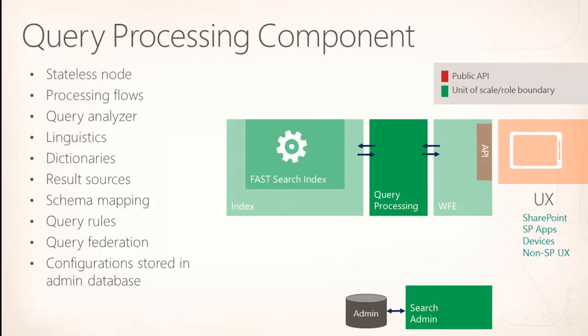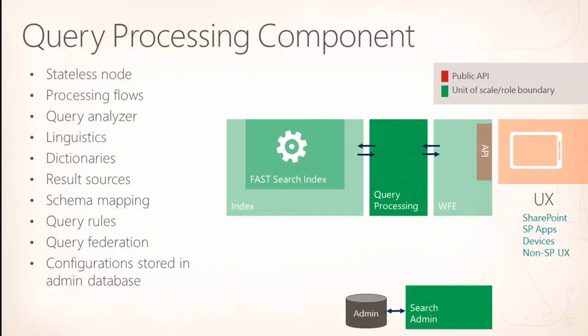So the query processing component comes next. Of course, this is a stateless node again, much like the content processing component, in that it doesn't store anything on the local disk. It's also implemented as processing flows, analyzing your query, trying to understand the language, and again uses dictionaries. And we have something here called result sources. This actually replaces scopes from 2010. It's more flexible. I will not go into depth about that. We will call out a couple of sessions for you later on that might go into it.